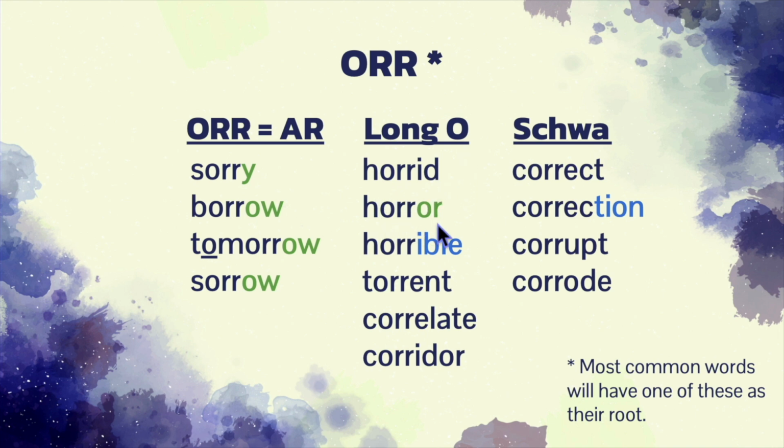In all of these words, ORR has a long O sound. Horrid, horror. Note again that the OR takes on a muffled sound. Here's the suffix ible again, horrible. Torrent, correlate, corridor. In the words in this column, the O schwas and sounds more like a short U, like in correct, correction. Note the suffix shun here, corrupt, and corrode.